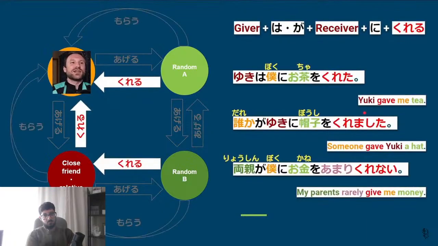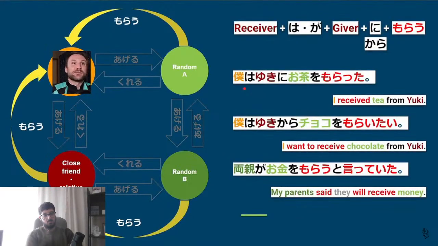So if you looked up at the kureru sentence, the topic of the sentence is Yuki. Yuki gave me tea. Yuki wa boku ni ocha o kureta. So Yuki is the topic of that sentence. She gave me something. But in this sentence, I'm the topic. I was given something. I received something. Boku wa Yuki ni or kara ocha o moratta. So now I'm the topic of the sentence.